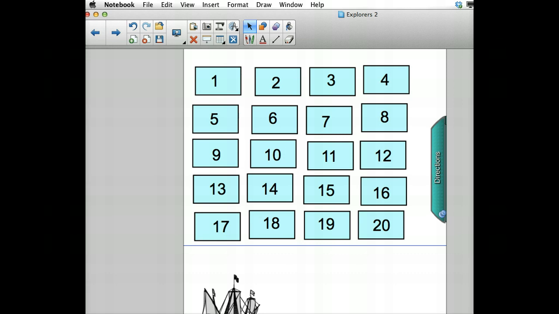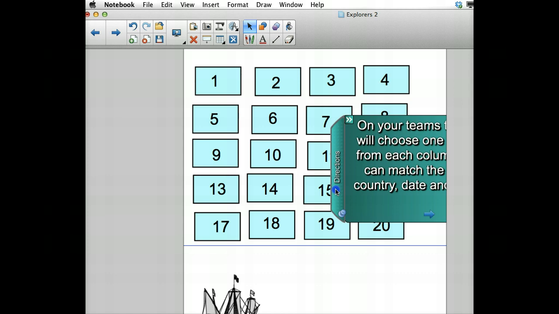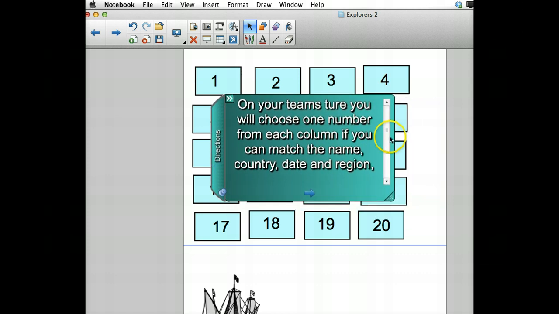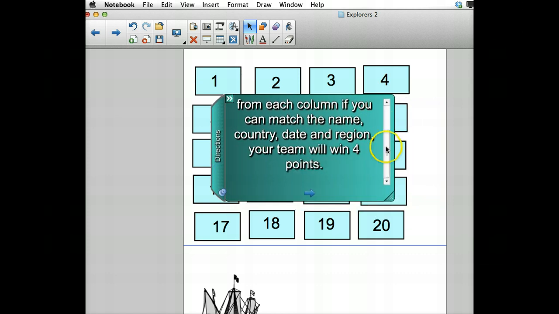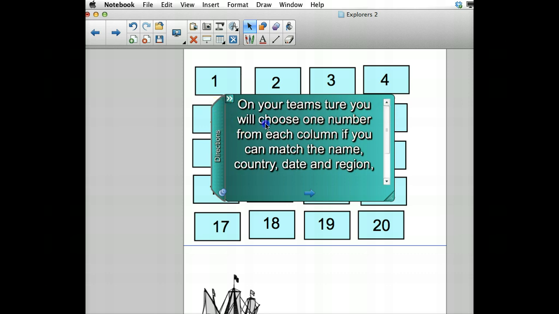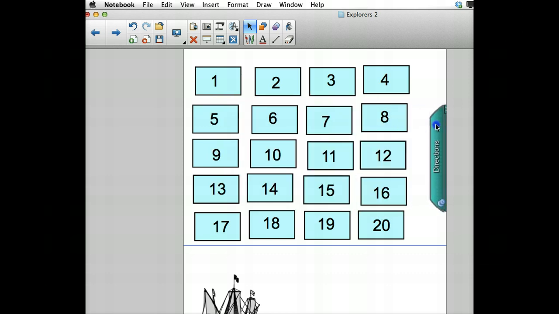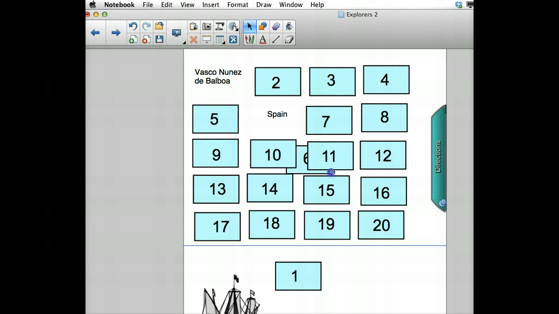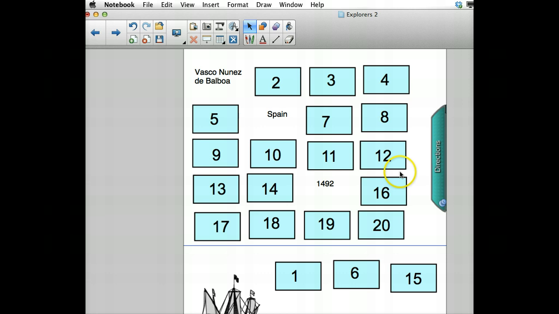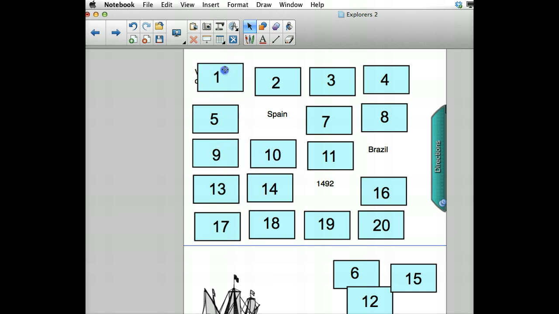So I've set up a game board. There are 4 columns. There is a slide out of the directions in case someone forgets, and we can review those directions. When a student makes a choice, they can slide the boxes away, and if it doesn't match, then, like these don't match, then we can hide them again.